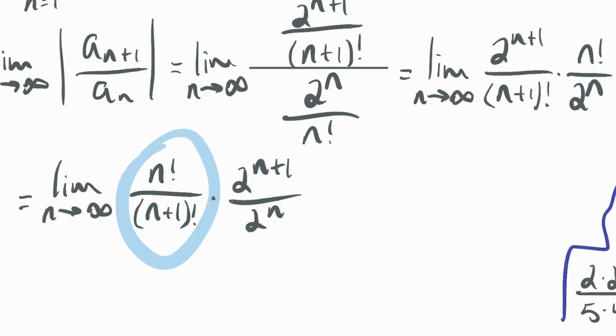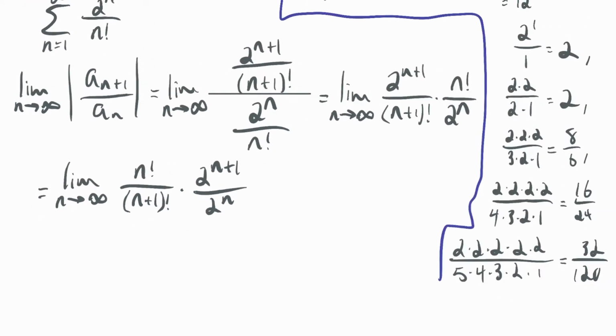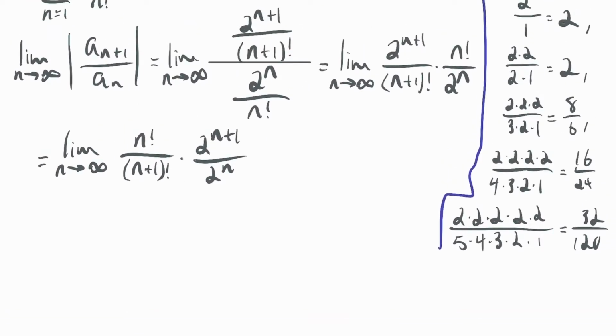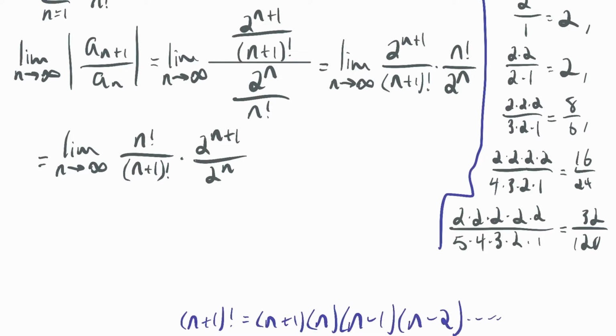So basically, the numerator says you're going to have n times n minus 1 times n minus 2 times n minus 3 all the way down to 1. And the bottom says you're going to have n plus 1 times n minus 1 times n minus 2 all the way down to 1. In other words, I guess I have some room right here at the bottom. n plus 1 factorial equals n plus 1 times n minus 1 times n minus 2 times dot dot dot 2 and then times 1. Okay, so every factor that is in the numerator is represented in the denominator.